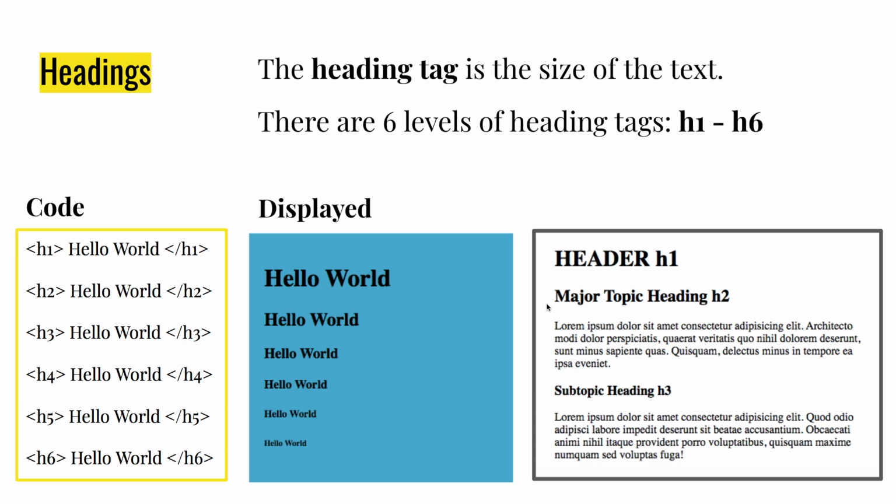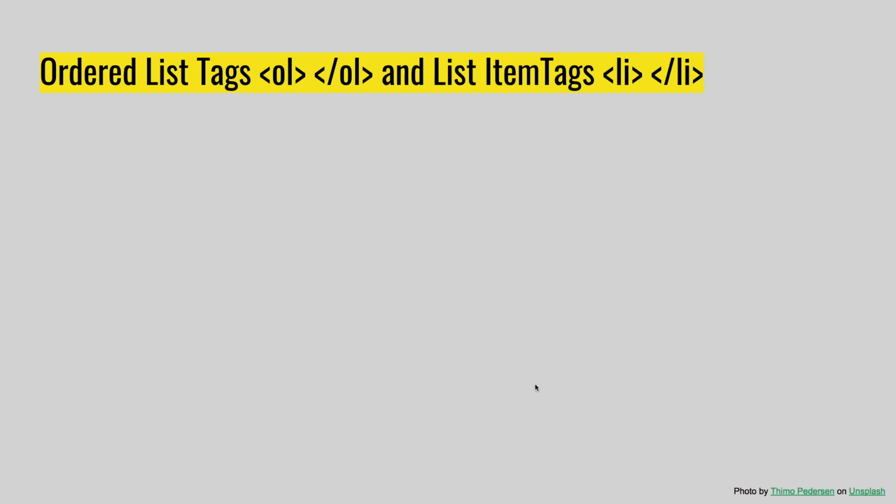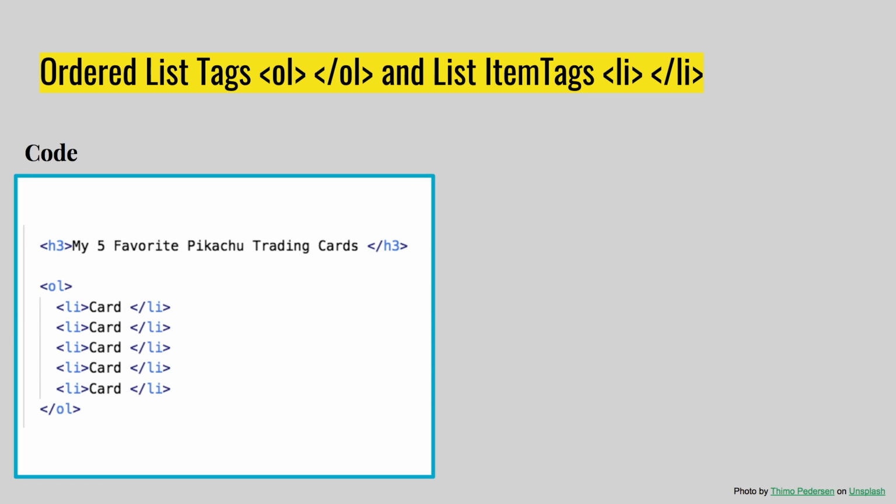H2s are usually used for major topic headings, and H3s are subtopic headings, okay? Ordered list tags and list item tags. Here's the code for that. So I'm going to use this as I'm using an H3 for my 5 favorite Pikachu trading cards. And I'm using the H3 because it's not a header. It's going to be more of a subheading.